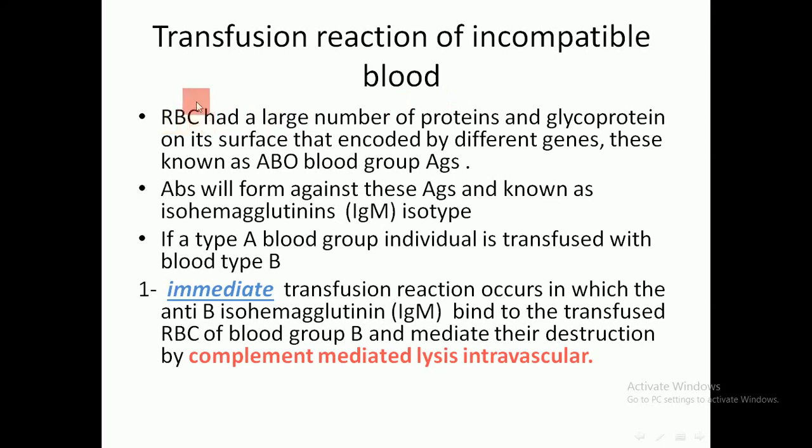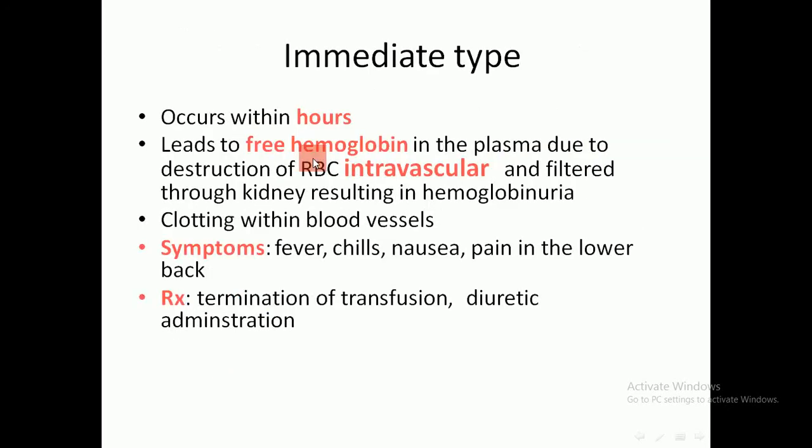The second type of transfusion reaction, of incompatible blood, is where the RBCs have a large number of proteins and glycoproteins on the cell surface.